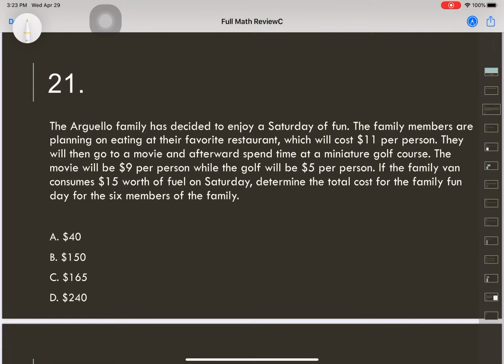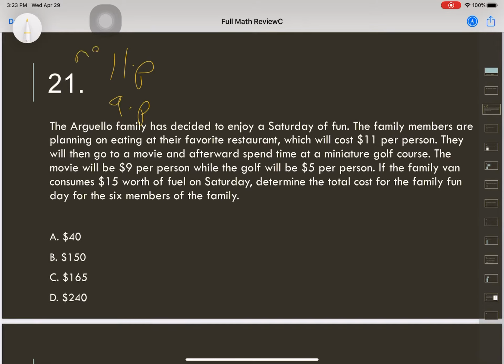The Arguello family has decided to enjoy a Saturday of fun. The family members are planning on eating at their favorite restaurant, which will cost $11 per person. So $11 per person, or 11 times P. They will then go to a movie and afterwards spend some time at a miniature golf course. So they're making a full day of it. The movie will be $9 per person.